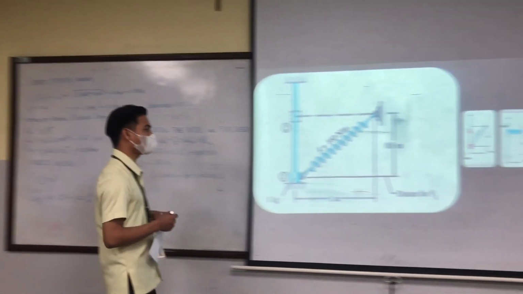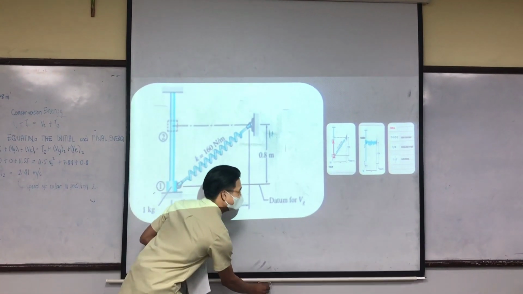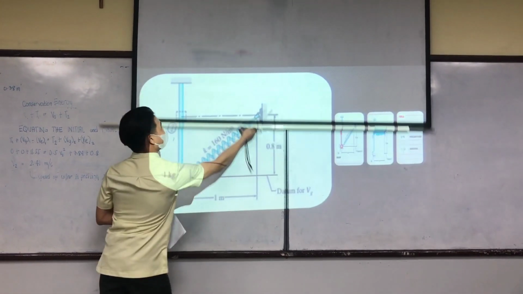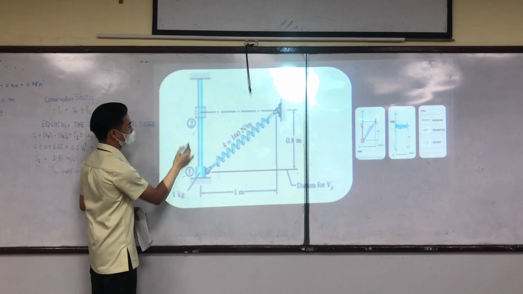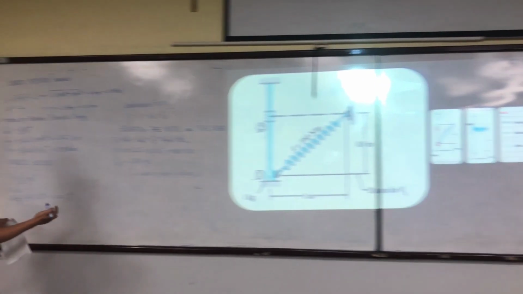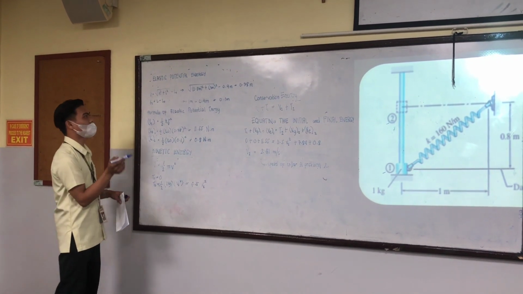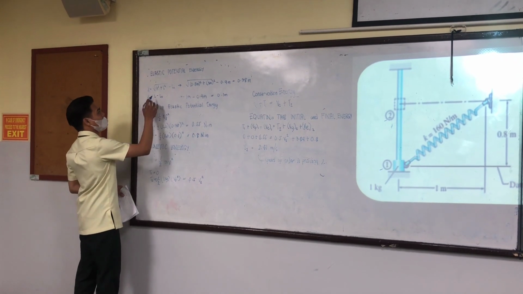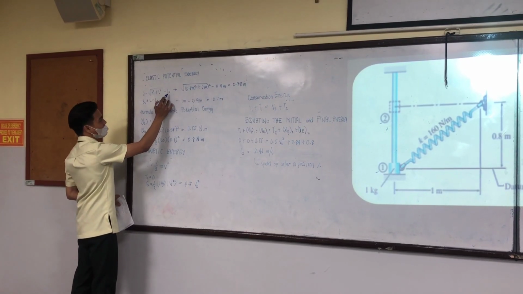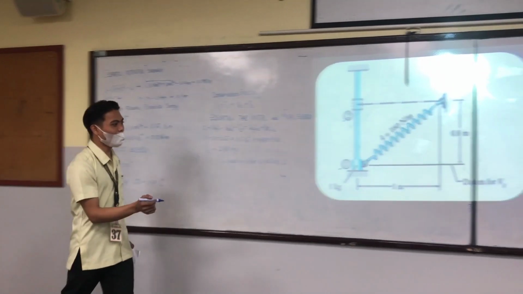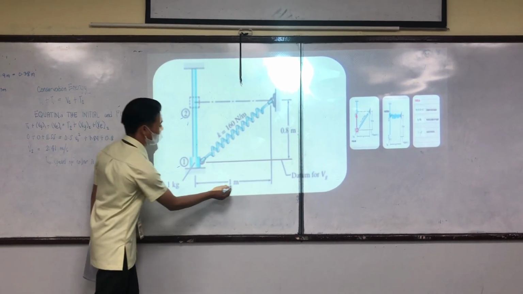Since in the problem there are two positions, position 1 and position 2, therefore there are two elongations. So for the two elongations, there are different formulas. For elongation 1, we use the square root of the height squared plus the length squared minus the free length. Our height here is 0.8, and the length is 1 meter.